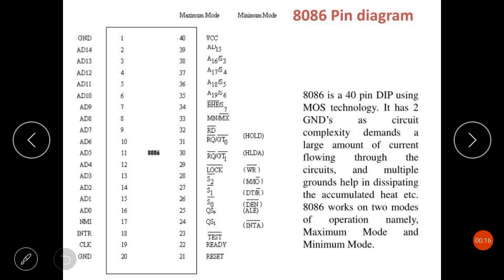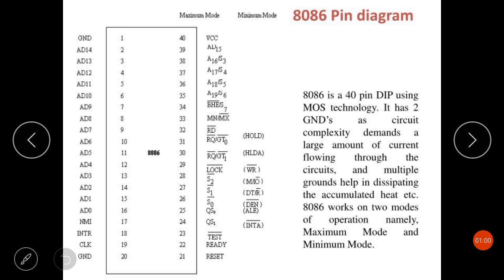As I told you when I was discussing the features of the 8086 microprocessor, there are two modes of operation for the Intel 8086 microprocessor: the minimum mode and the maximum mode. When only one 8086 microprocessor is to be used in a microcomputer system, the 8086 is used in the minimum mode of operation. In this mode, the CPU, that is the microprocessor, issues the control signals required by memory and input-output devices. In a multiprocessor system, it operates in the maximum mode.